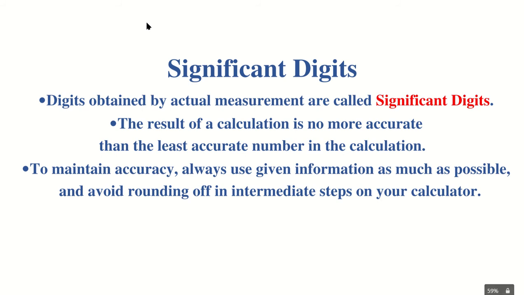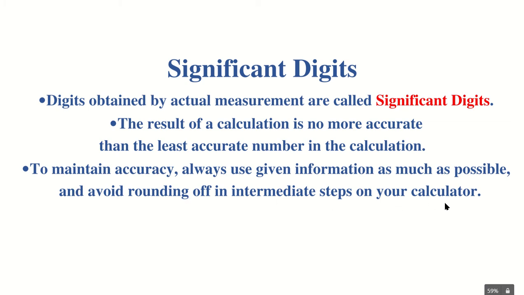One of the topics that you will encounter mainly in your science classes, but also in some mathematics classes, including trigonometry, has to do with significant digits. Basically, significant digits are digits that are obtained by actual measurement. The result of a calculation is no more accurate than the least accurate number in the calculation. So you have to always keep that in mind when you're trying to determine the level of accuracy of a particular calculation.